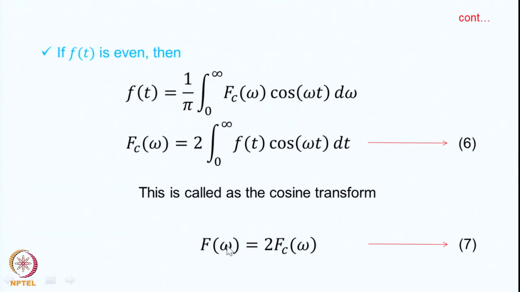Now, it will be easy to prove that f of omega as a whole is equal to 2 times fc omega. You simply have to rewrite your basic definition in this, and then it is easy to show that f of omega is equal to 2 times fc omega.